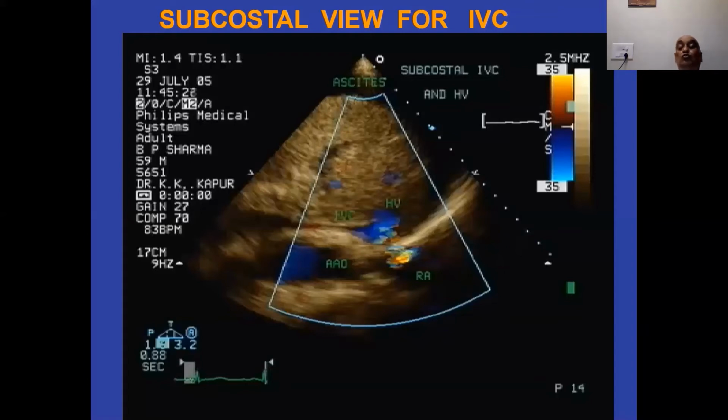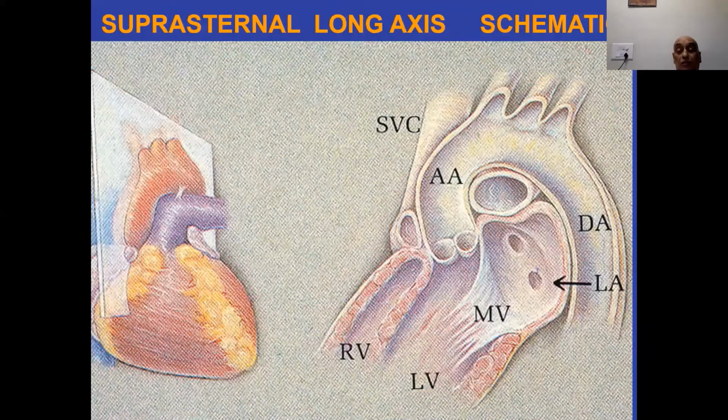Now, after that, we are going to have the suprasternal views. For the suprasternal views, you are going to have the patient placed in the supine position. The shoulders should be slightly elevated with the neck hyperextended. Sometimes you need to put a pillow beneath the shoulders to actually hyperextend the neck. The index mark of the probe should be at the 1 o'clock position, and you should put the probe in the suprasternal notch.